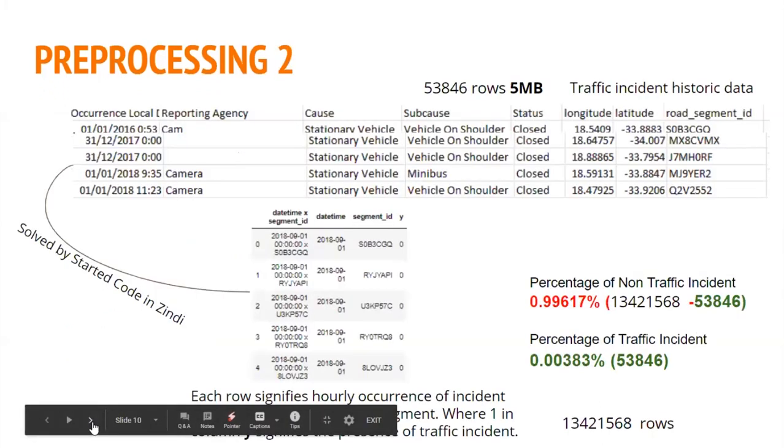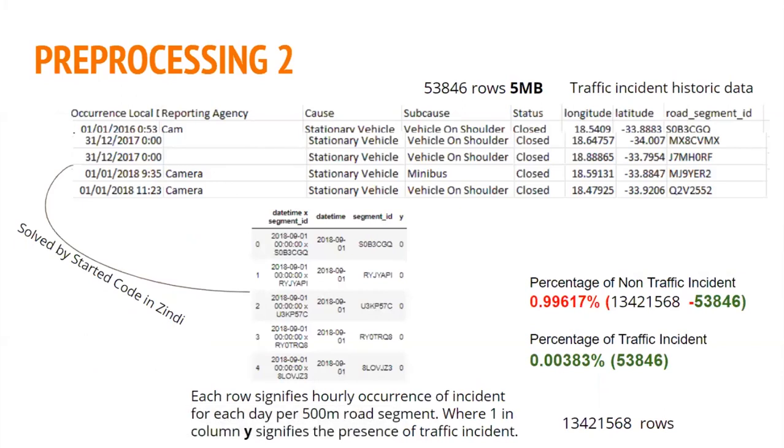Then the second pre-processing step was converting our data set from the main data set to a particular data set that is fit for training our model. Remember, we were given only traffic incidents data during a range of periods. For each occurrence of a traffic incident, we were only given data ranging from 2016 to 2018.